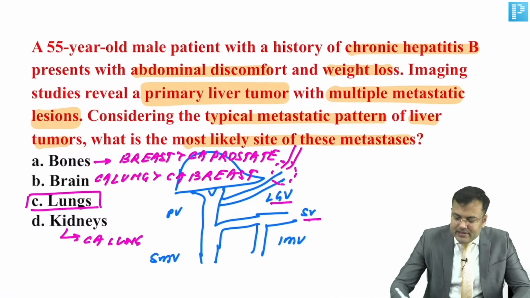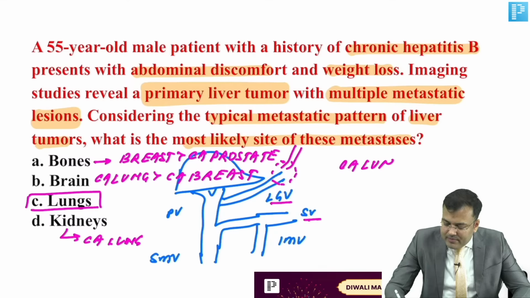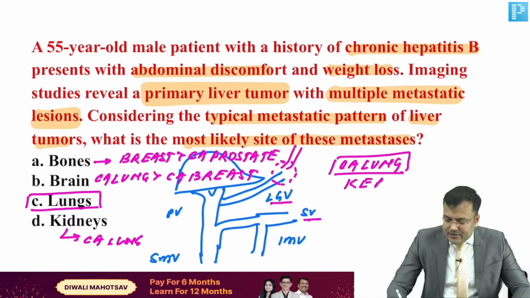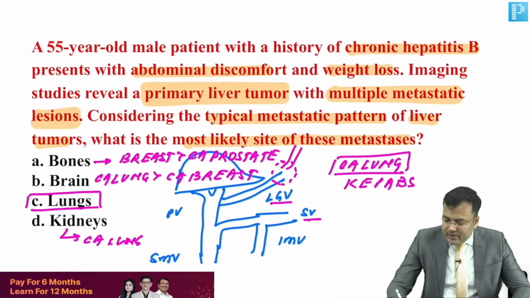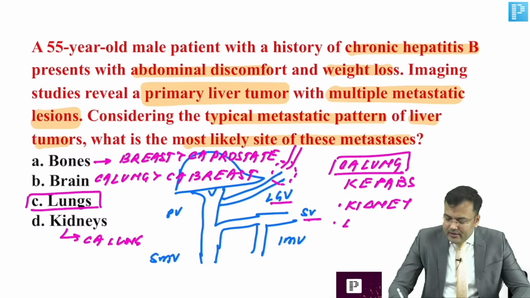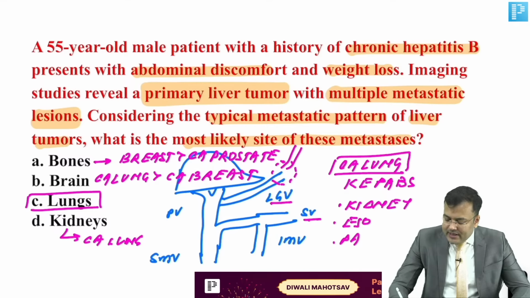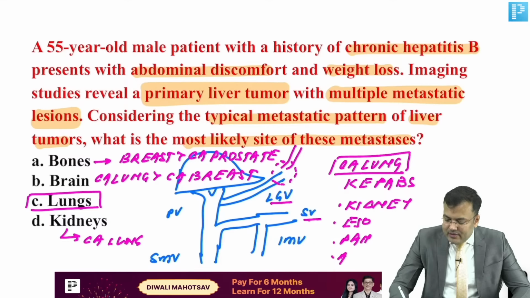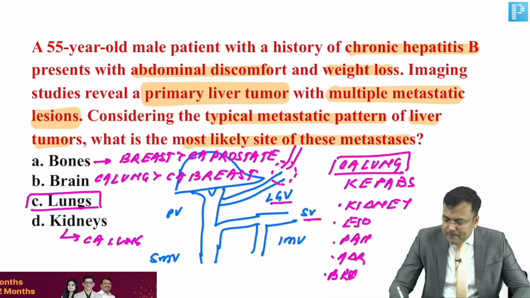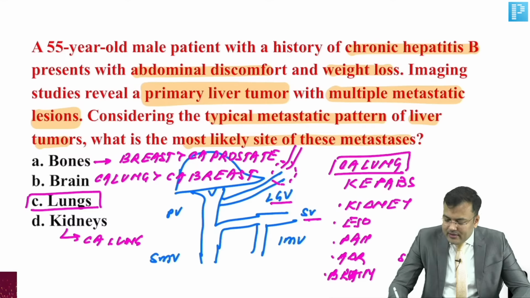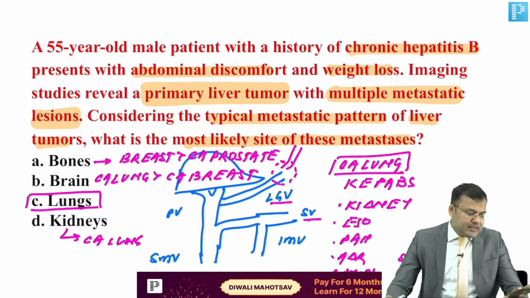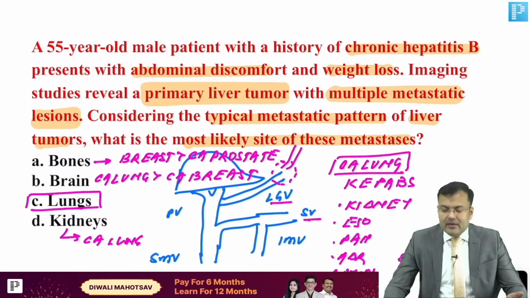Carcinoma lung. Let me tell you, carcinoma lung is the most common primary for metastasis to 6 organs. What are those organs? Mnemonic is KEPABS. K, that's kidney. E, esophagus. P, pancreas. A, adrenal. B, brain. And S, skin. So, for kidney, esophagus, pancreas, adrenal, brain, skin, the most common primary is carcinoma lung.